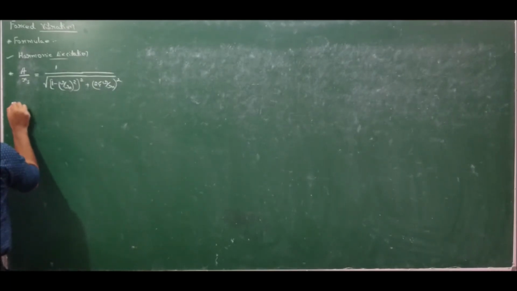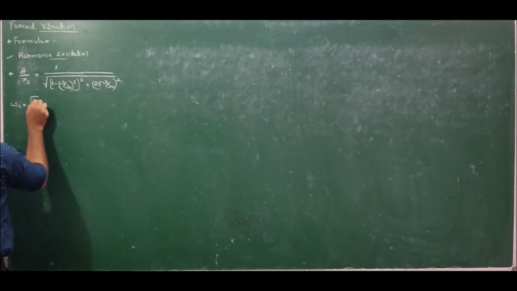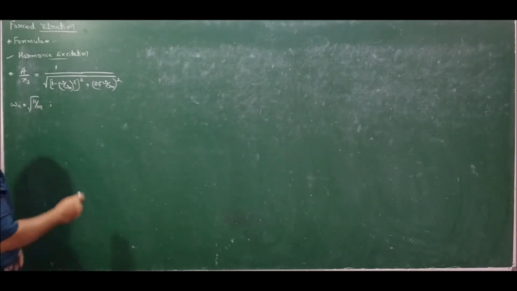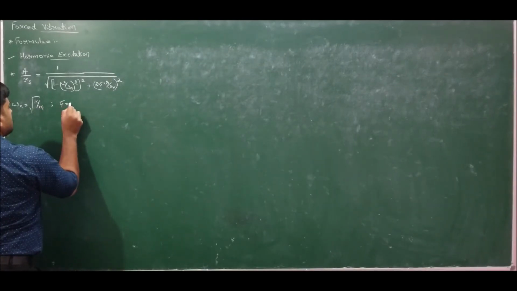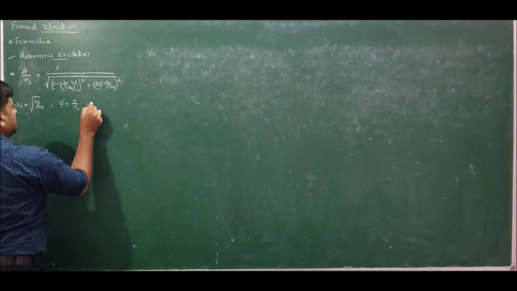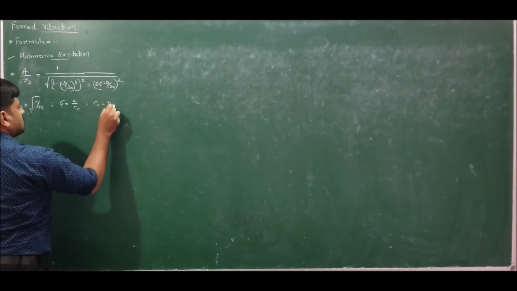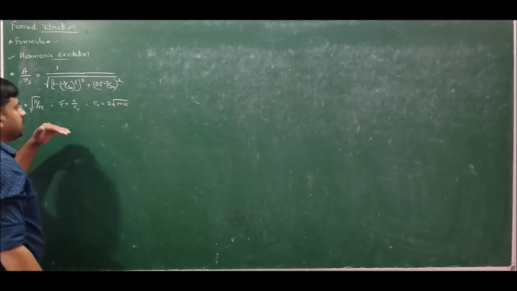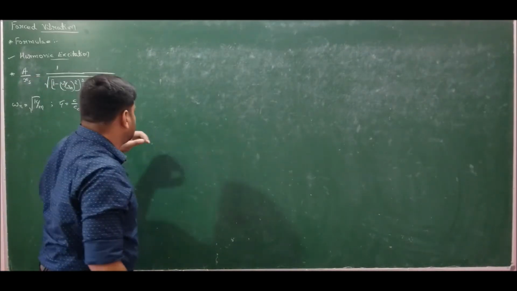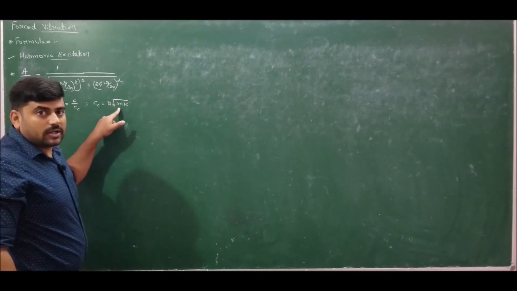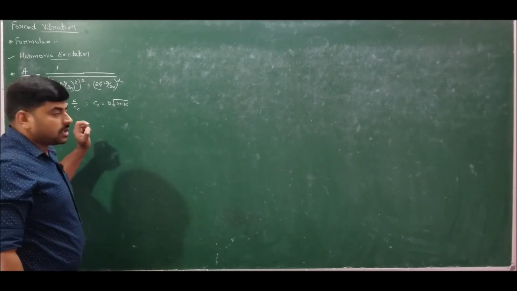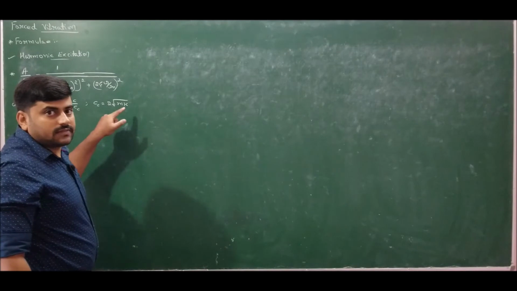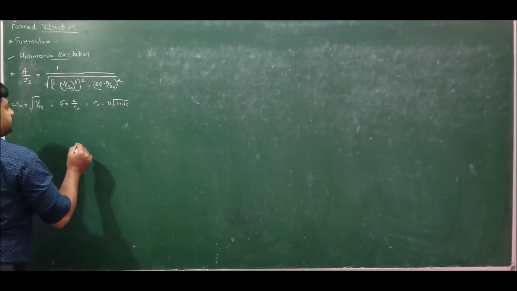And also we know that natural frequency omega n is given by square root of k by m. Zeta is given by c by cc, where cc is 2 root mk. This is for linear vibrations. For torsional vibrations, you should replace mass by mass moment of inertia, force by torque, and stiffness by torsional stiffness. That you people already know.